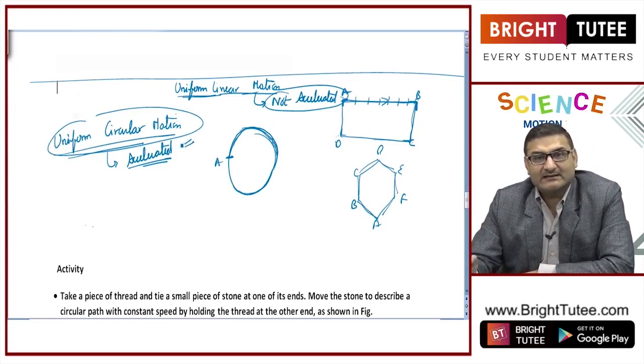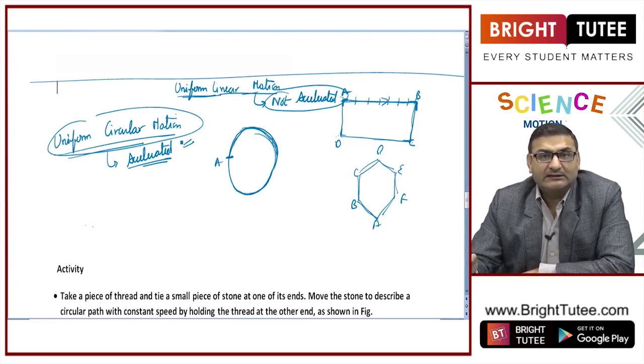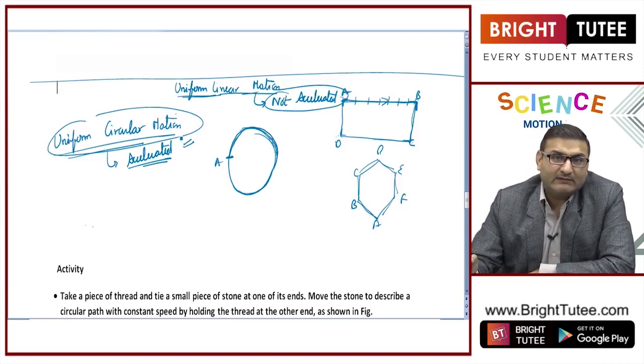Now, there are certain examples of uniform circular motion that we already know. Let us review a few. For example, the earth and all the planets are moving around the sun.